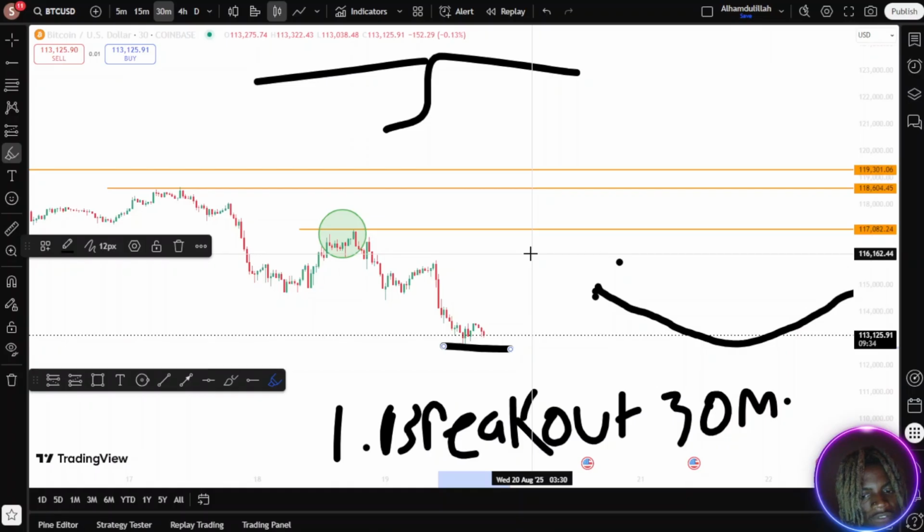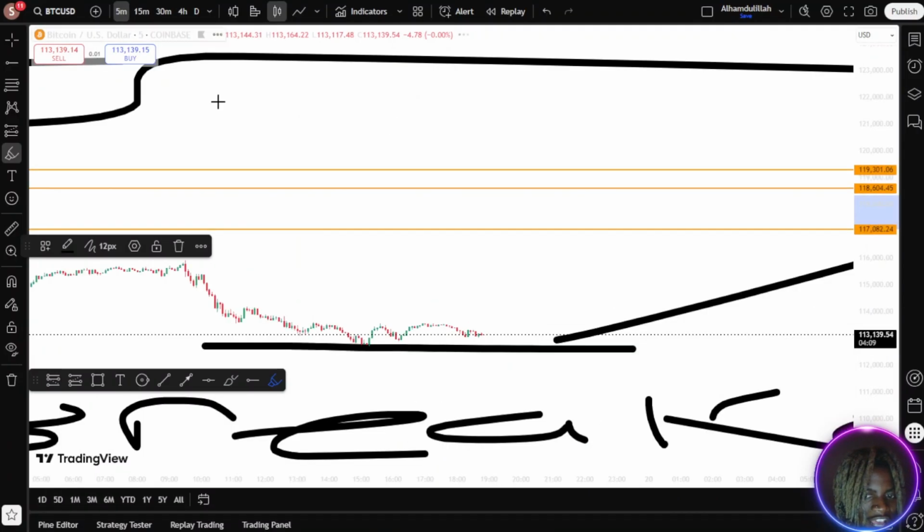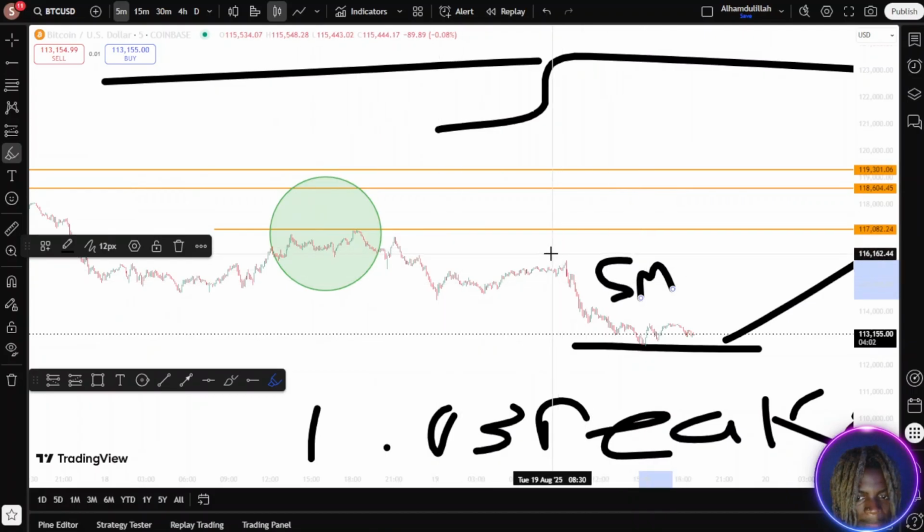And then for the second model, break and retest. Instead of entering right at the resistance break, you're going to wait for resistance to get broken, and then wait for the candle to pull down to the resistance and turn it into support. For break and retest, you're going to do it on your 5-minute. So it's going to be your 5-minute. You're going to be looking for break and retest.